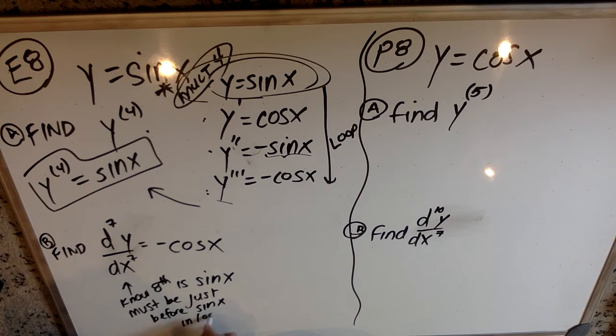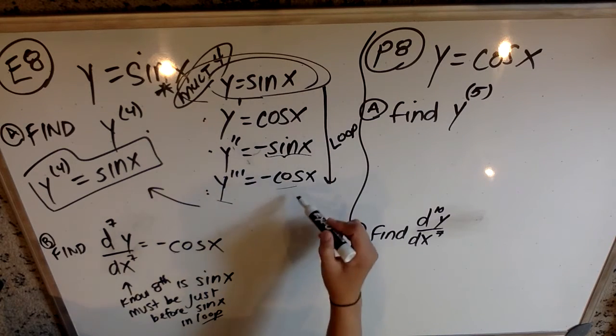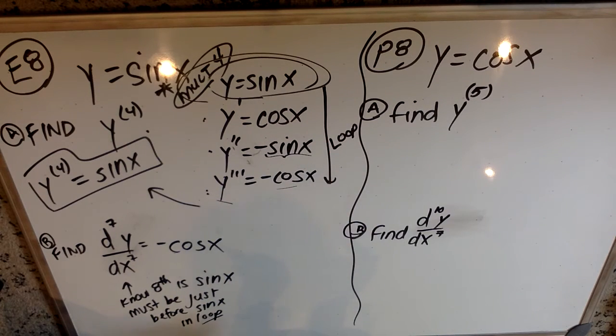Right? It must be just before sine x in the loop. Well, the one just before sine x, so this is sine x, the one just before it in the loop is negative cosine. Now, the other option is you could have differentiated 7 times, and that's fine.